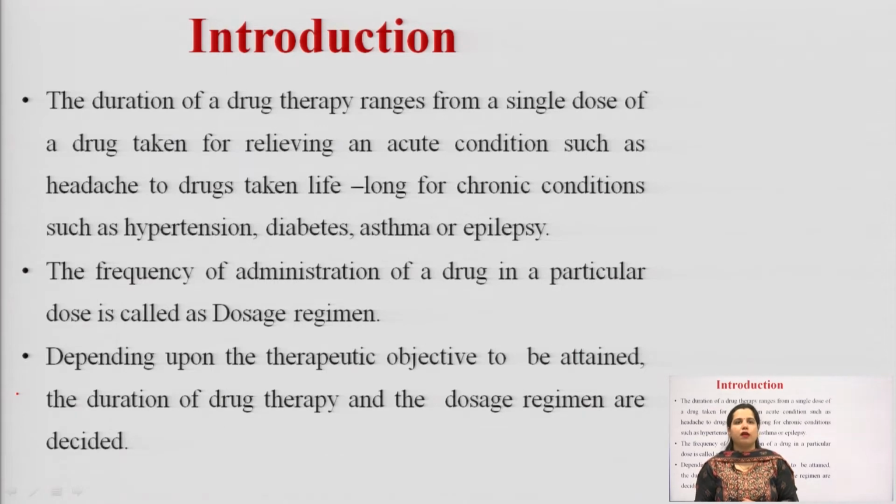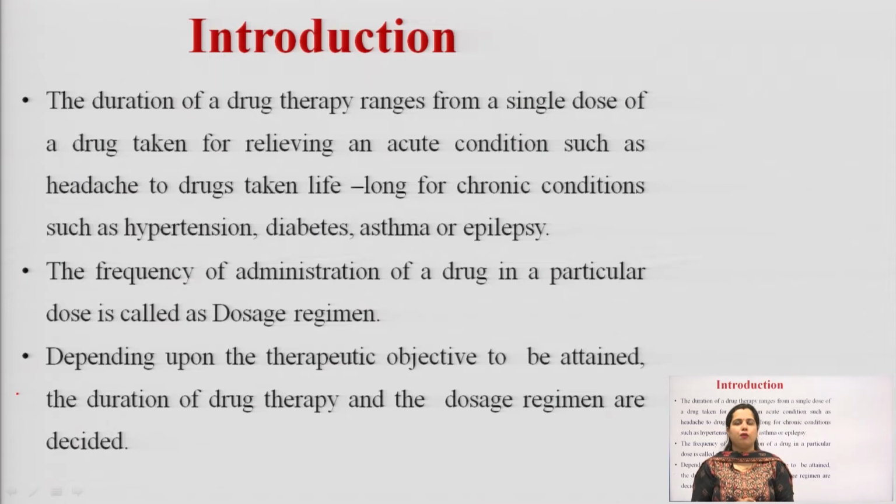Now, the frequency of administration of a drug in a particular dose is called the dose regimen, right. How many doses are required to show the peak concentration and the onset of action to show the desired effect. For example, a conventional paracetamol tablet will be given after every 4 to 6 hours as SOS, whenever required as per the registered medical practitioner's prescription. So, basically the frequency of administration of a drug in a particular dose is called the dosage regimen.